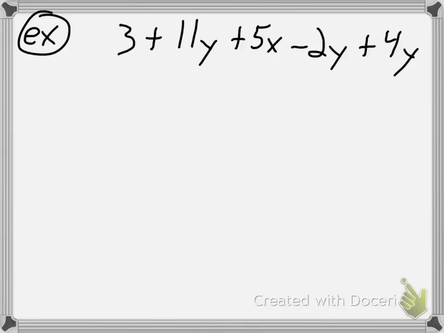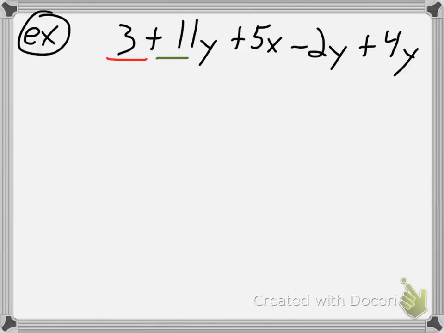So looking at my example here, I have 3 plus 11y plus 5x minus 2y plus 4y. I want to combine all of my like terms. I want to combine every variable that can go together. So looking at this, I have to start seeing what different variables I have. I have a 3 here with nothing, a 3 all by itself. Because it has no variable, it's sort of its own thing, so it can't be combined with anything else in here because everything else has a variable.